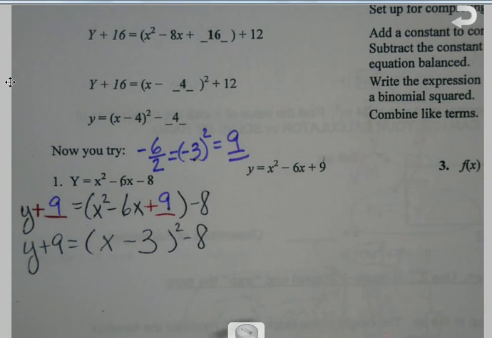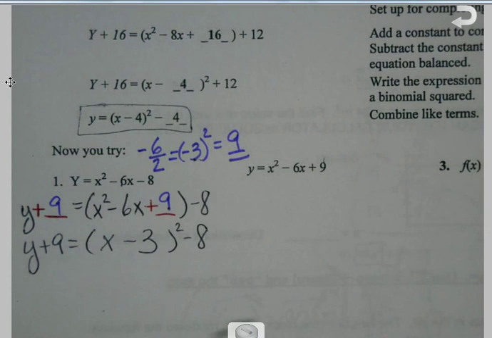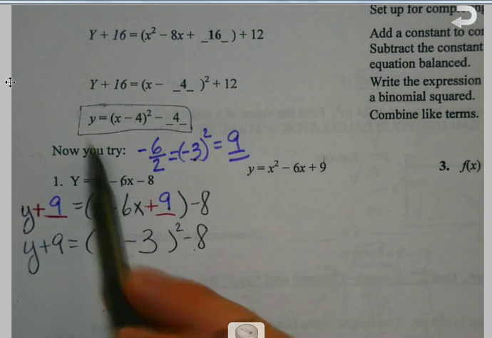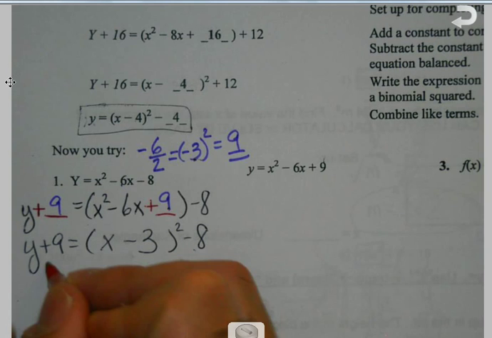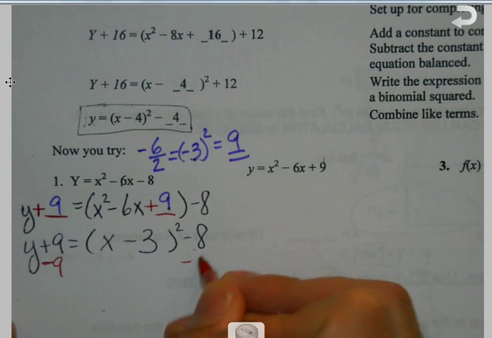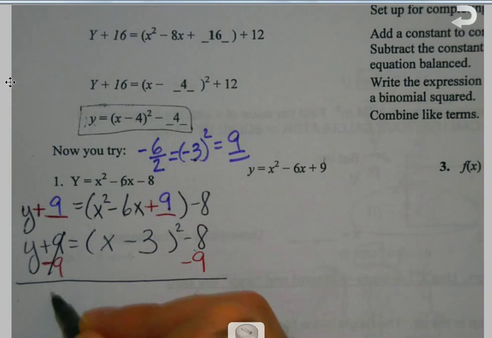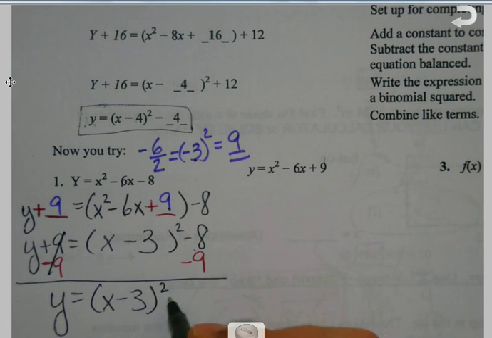Because you'll notice now, since we're trying to get to vertex form, which looks like this, that we're pretty close. Really, the only thing that's different is I don't have y by itself yet. So I've got to minus the 9. And then it would be in vertex form.